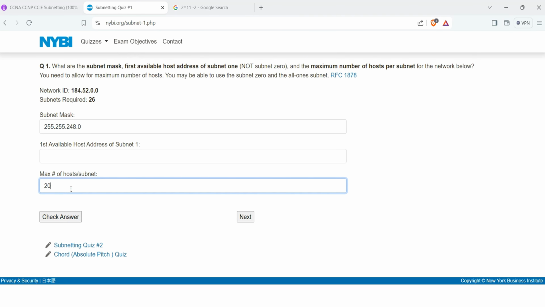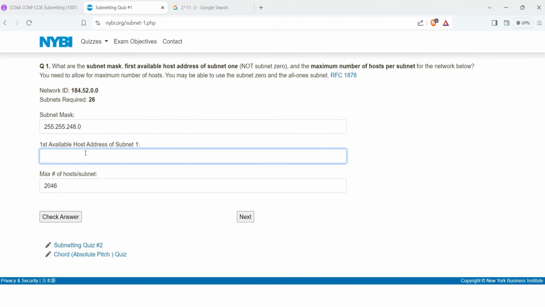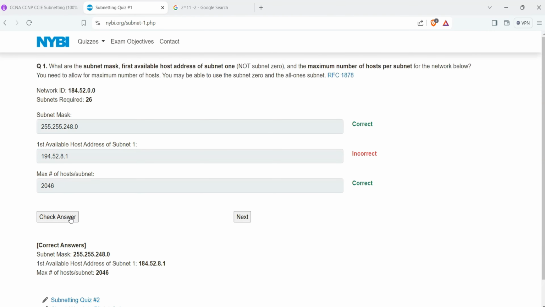2046 hosts. So this is 2046. Now, what is the jump start? The jump start is 8. So 184.52 dot what? The jump start is actually an 8 over here, as you see. So 0 to 8, no, 8 to 16. So it's 8.1. And let's check answer. 180. Okay, I didn't do anything wrong. Instead of a 184, I did 194. But as you see, 5281. Okay, so let's go next.